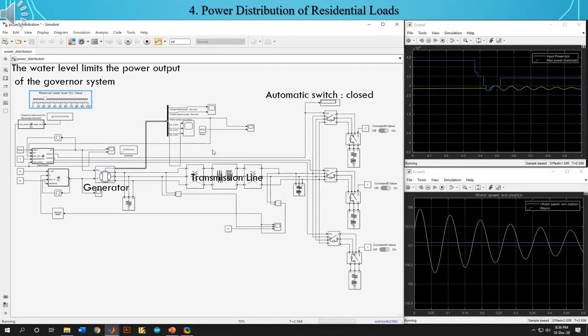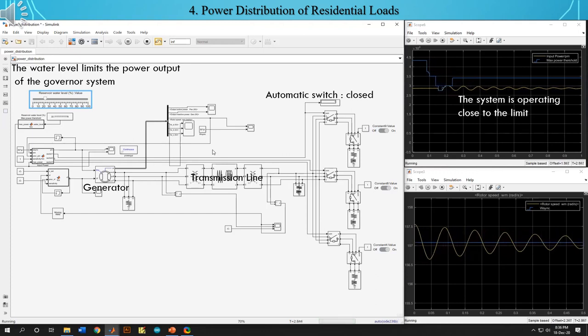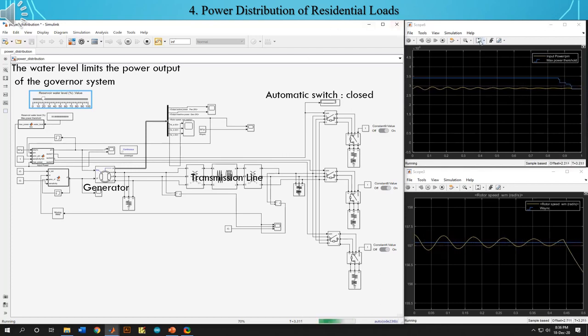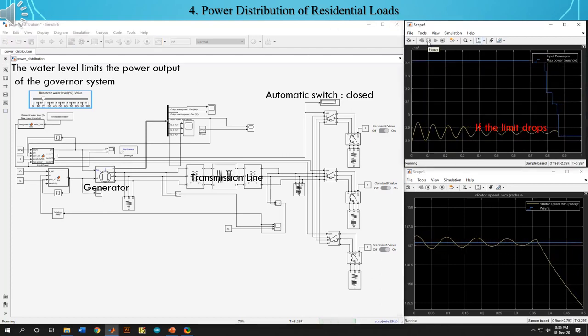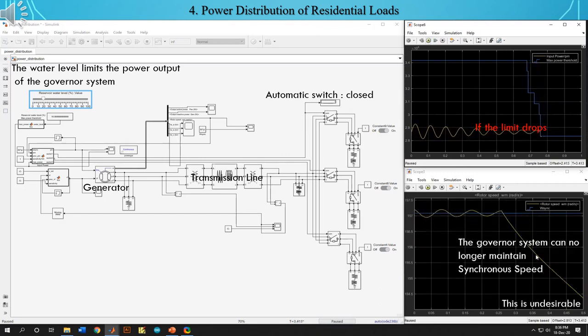And now we will simulate a scenario when power demand is larger than the power supply. The water level of the hydroelectric power plant limits the amount of power that the governor system can provide. Also, there is an automatic switch connected to a breaker that is controlled by the power system. In this simulation, the power system is operating near its maximum limit. If the limit drops further, it is impossible for the governor system to maintain synchronous speed. This is undesirable and can cause the total system frequency to drop below 50 Hz.